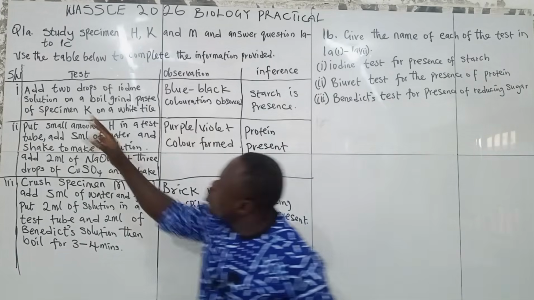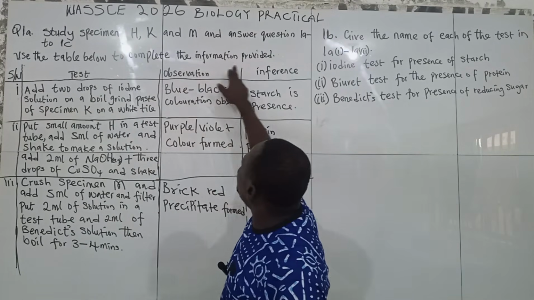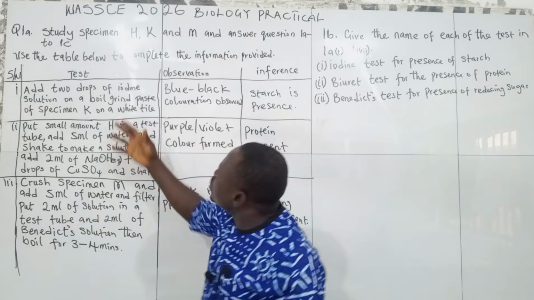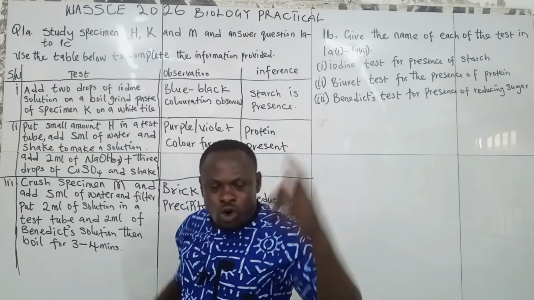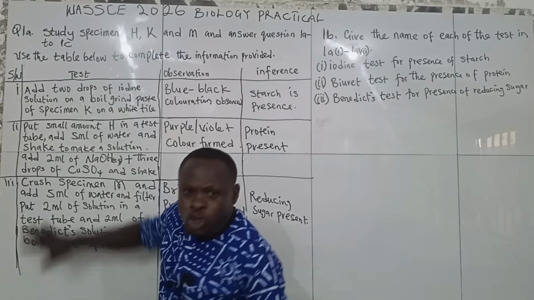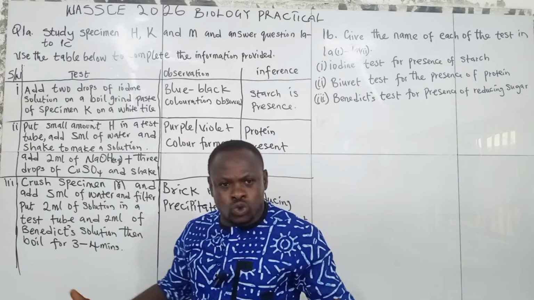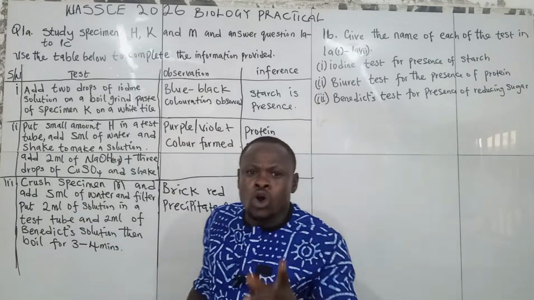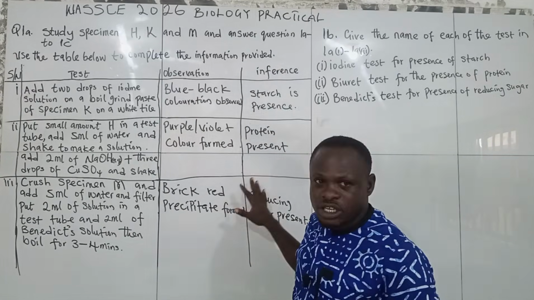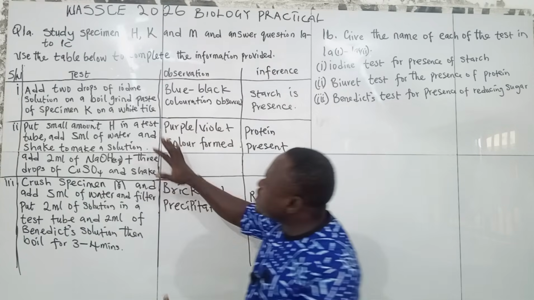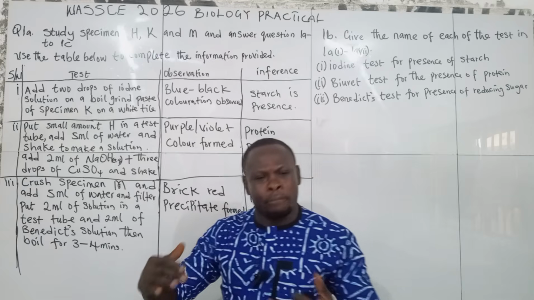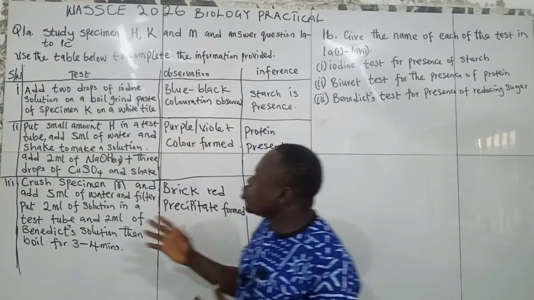Now let's go. Use the table below to complete the information provided. What is our specimen H? Remember, go back to the screen and you see specimen H. In the question, the test portion will be given to you, and you are only expected to answer the observation and the inference. But in case you are not given, this is how you study your table and use it to answer this question perfectly. Is that understood? Now, let's go.